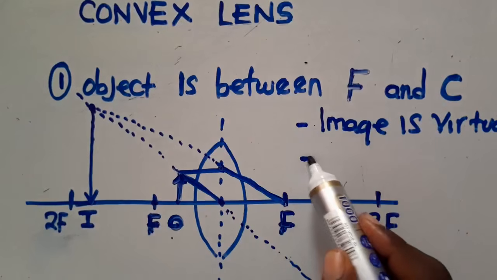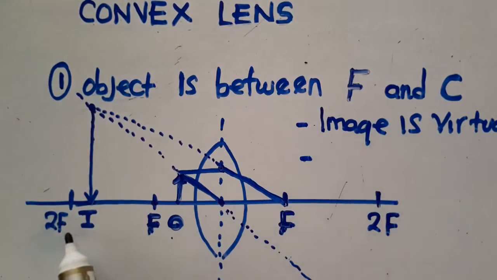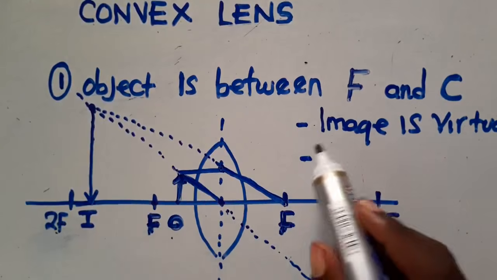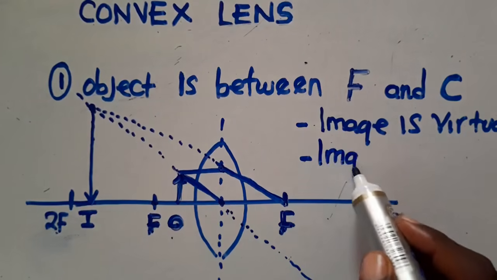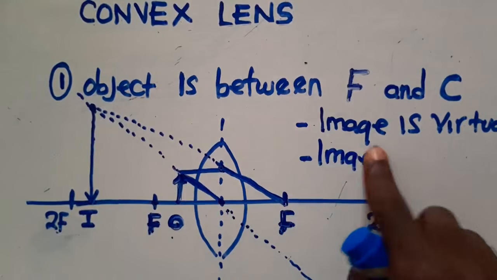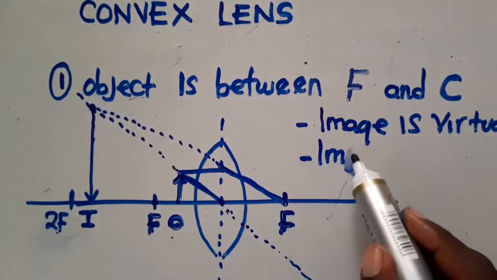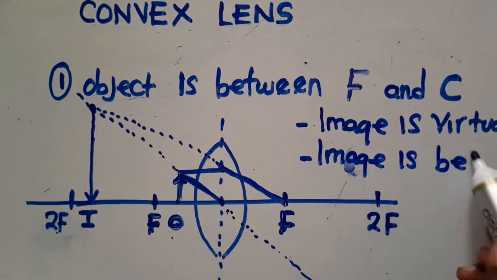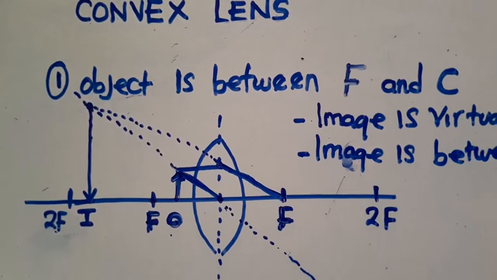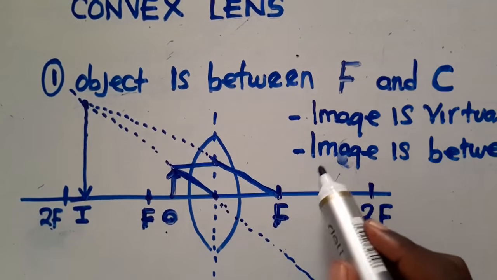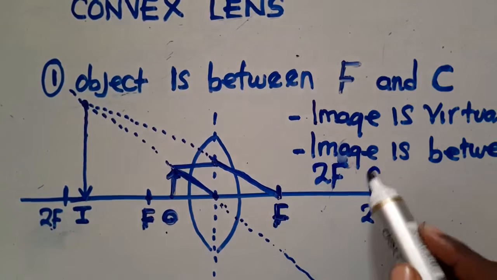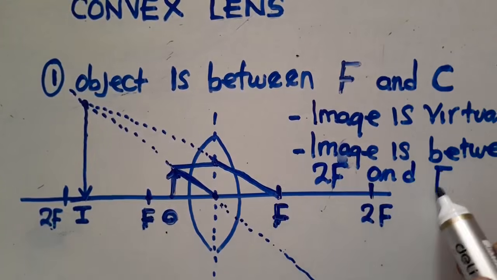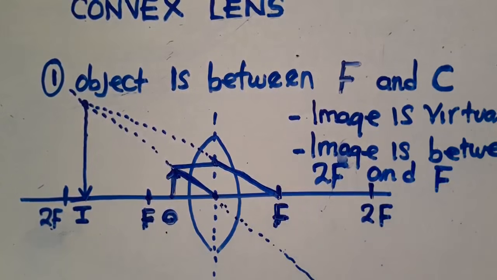And the other point that we can note is that the image is formed between what? 2F and F. This is what you are able to see. The image is between 2F and F.